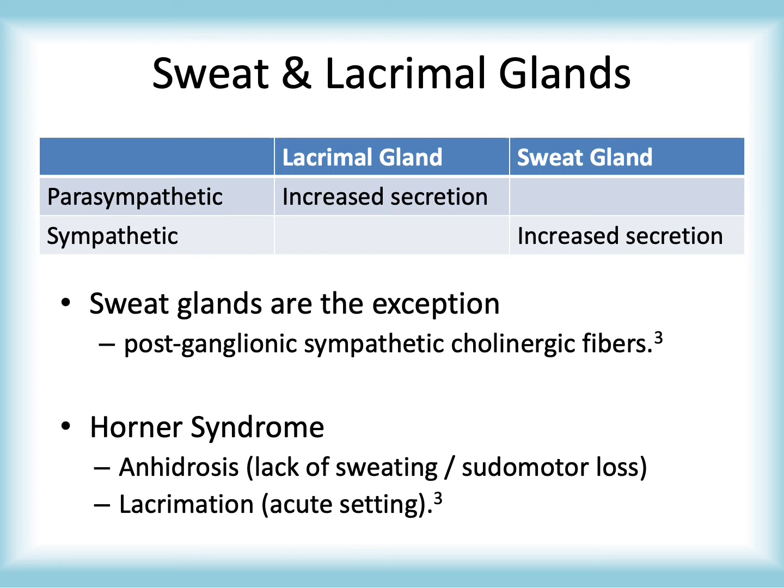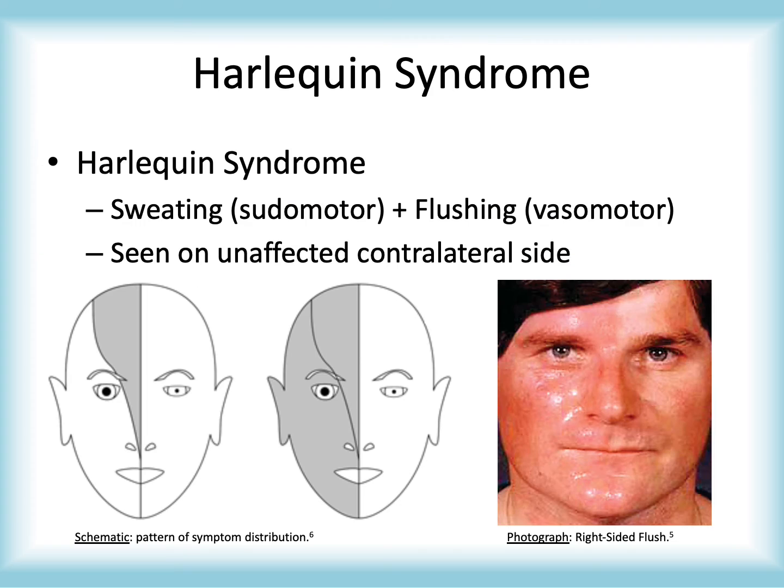So how do the lacrimal glands and sweat glands both release acetylcholine at the postsynaptic receptor, yet one is stimulated by sympathetic and the other by parasympathetic activity? Well, the sympathetic innervation of sweat glands proved to be the exception, exhibiting postganglionic cholinergic fibers. As a result, a Horner syndrome may result in either anhidrosis or lacrimation on the affected side.